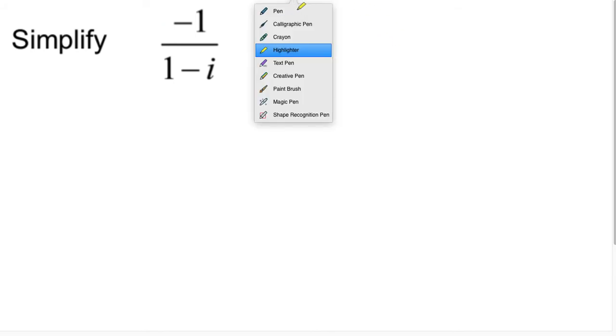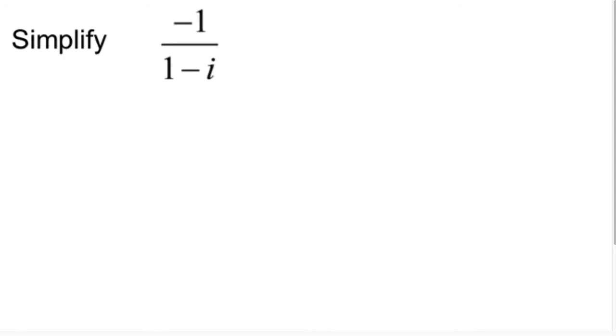Okay, so let's try it out. First we have to look for its complex conjugate, right? Let me work with it at the bottom here so I have enough room. So negative 1 divided by 1 minus i. I want to multiply by its complex conjugate, and its complex conjugate is 1 plus i.